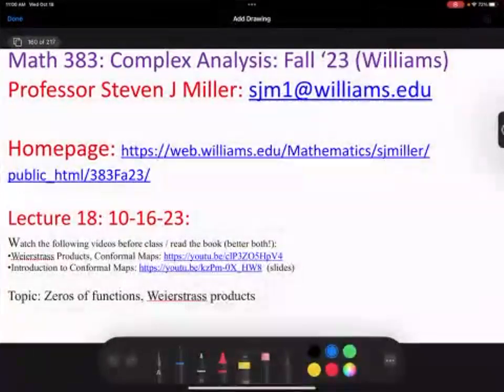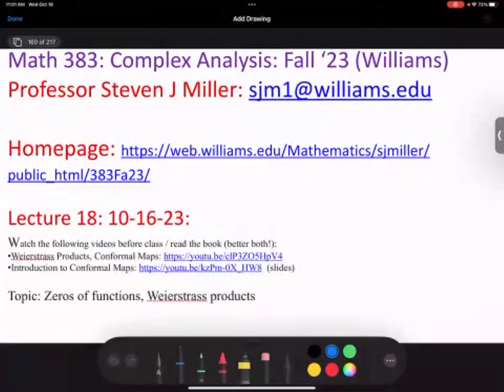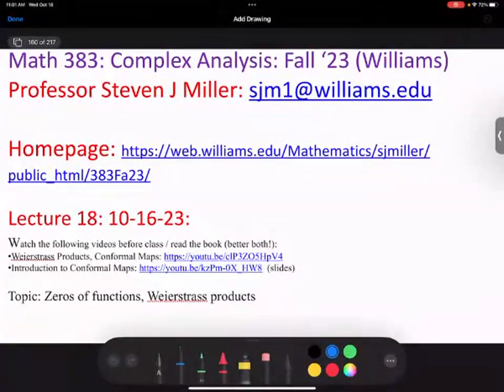Okay, so welcome to Math 383, complex analysis. This is lecture 18, I believe. What I want to do today is talk about zeros of functions, Weierstrass products. But again, I want to use a lot of the time to review concepts from real analysis and earlier that I think might be a little bit, I'll be generous and say rusty, and leave you to read some of the theorems in the book.